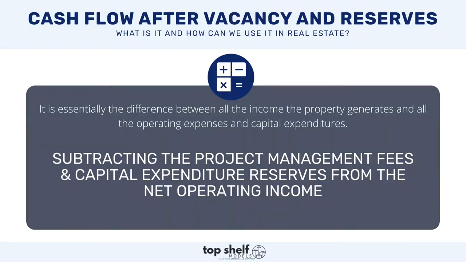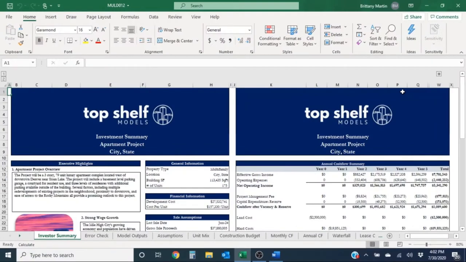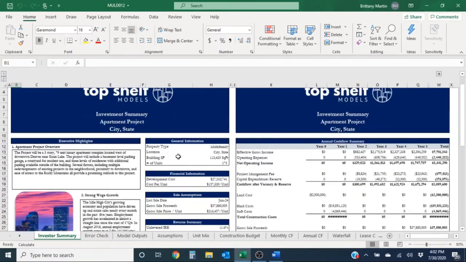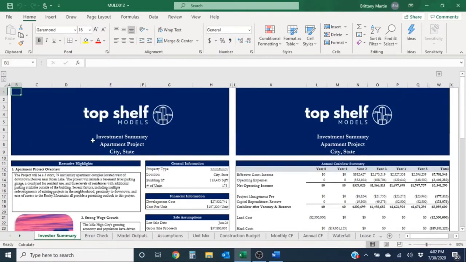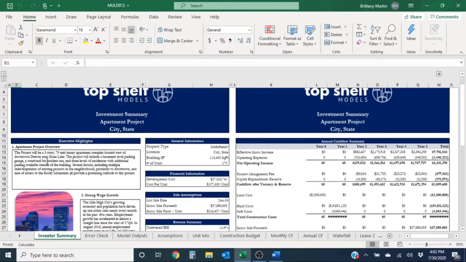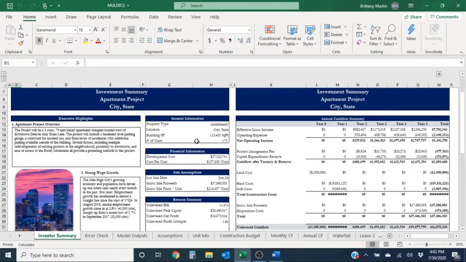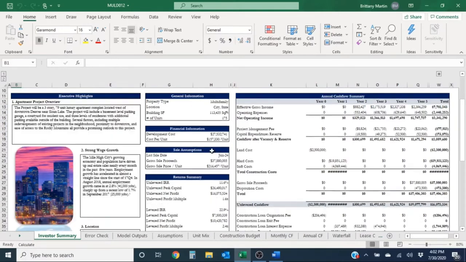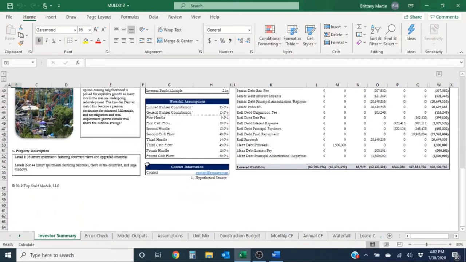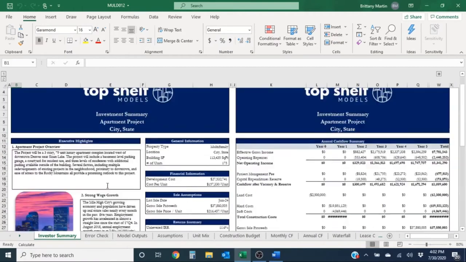net operating income in this model, which you can actually see on our investor summary tab that I have open here. So scroll down. Usually the investment summary tab includes some of our investment highlights. We'll have a little bit of an overview of the project, a little description of what's in the project, the number of units, something maybe one of your investors would want to see. But we also have our annual cash flow summary, which is very important.